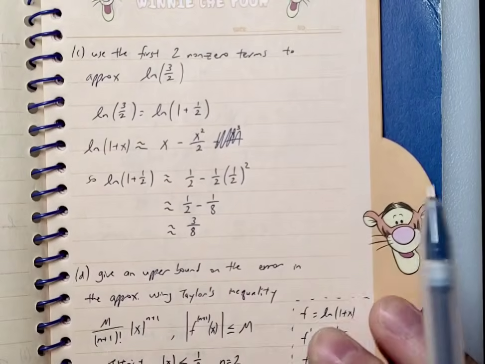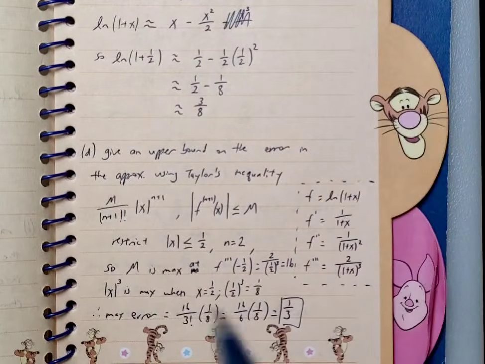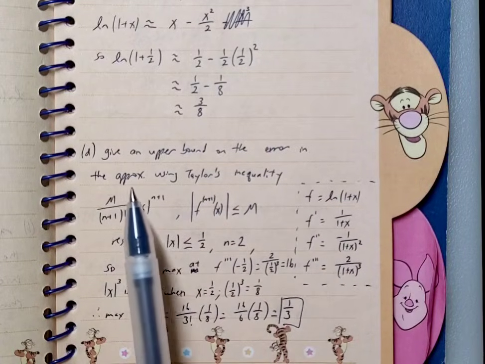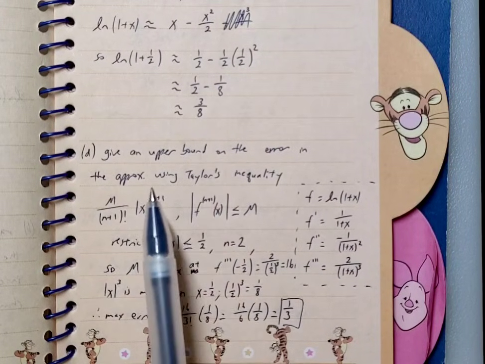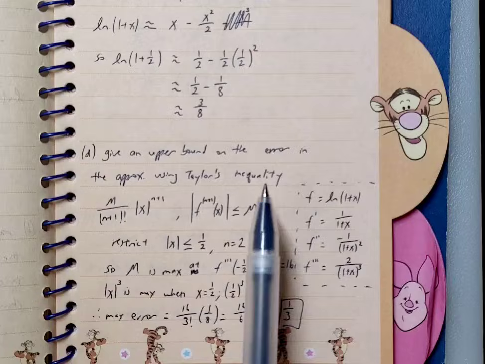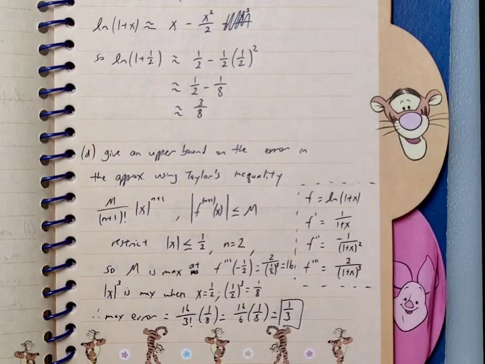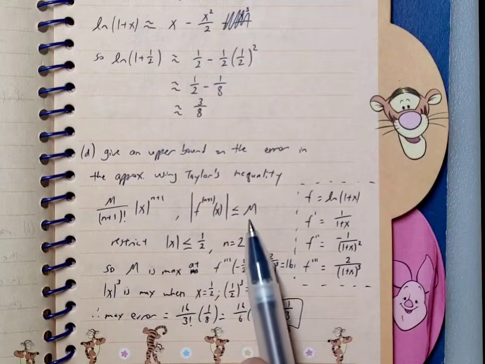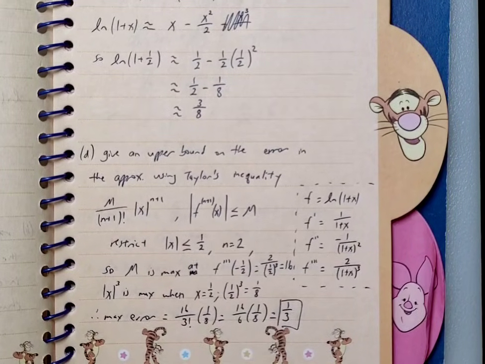Okay, pretty straightforward. Now, part D, we're asked to give an upper bound on the error in this 3/8 approximation, using Taylor's inequality. So you got to remember the formulas for Taylor's inequality. It looks something like this, and the M is something like this.